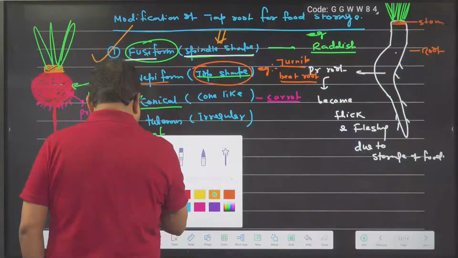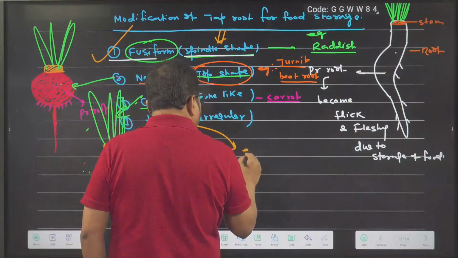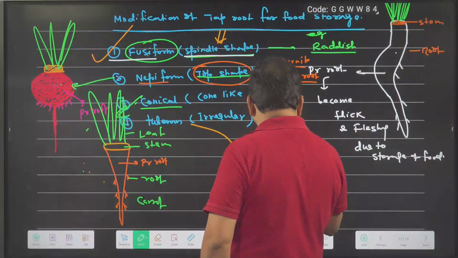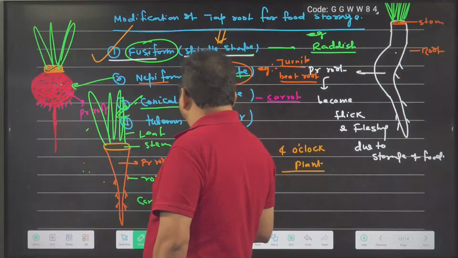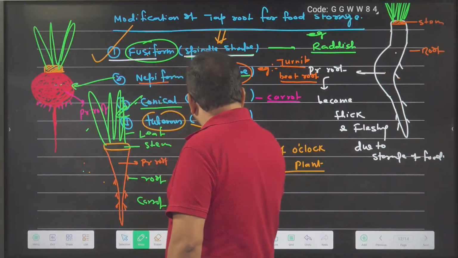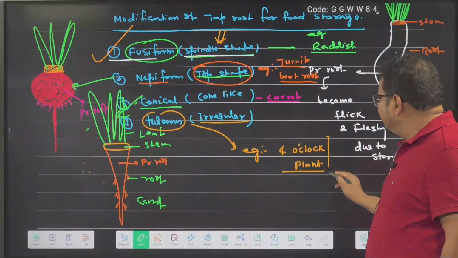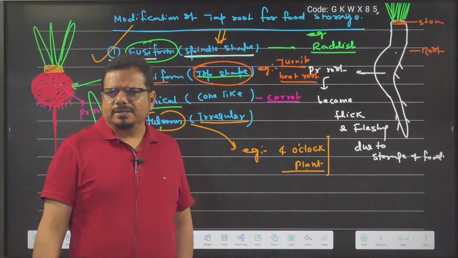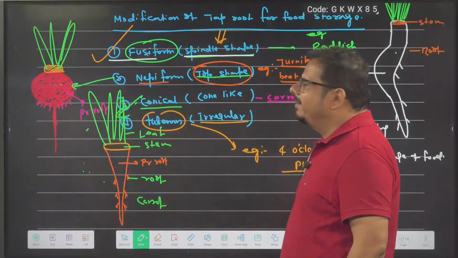Another modification of taproot for food storage is the tuberous type of root or irregular root. An example here is the four o'clock plant, Mirabilis jalapa. It is not given in NCERT. It also has a tuberous, irregular-shaped root, and it stores food. NCERT wrote sweet potato as the tuberous, irregular example, but that is an adventitious root.